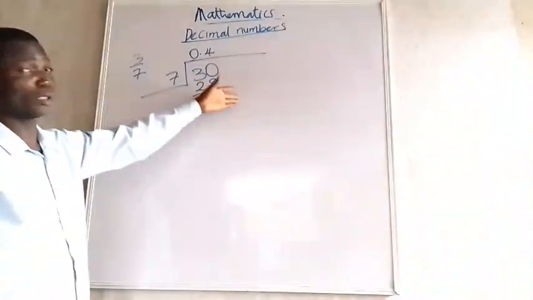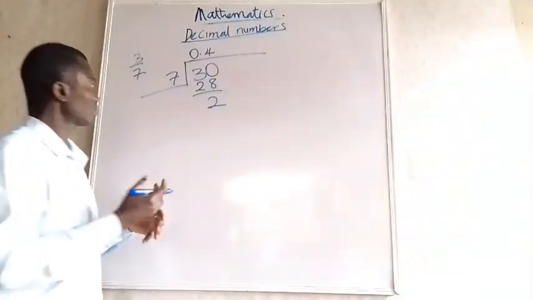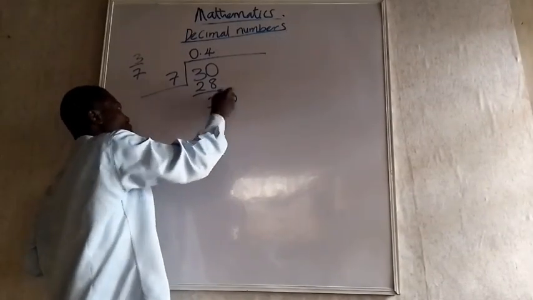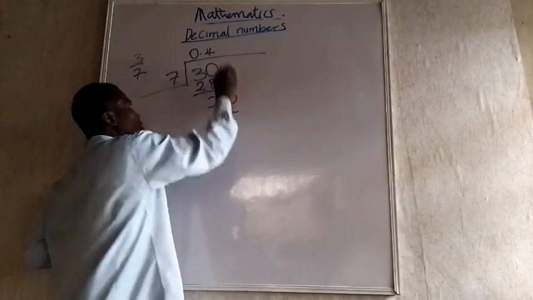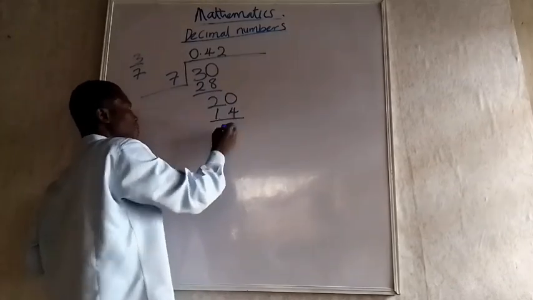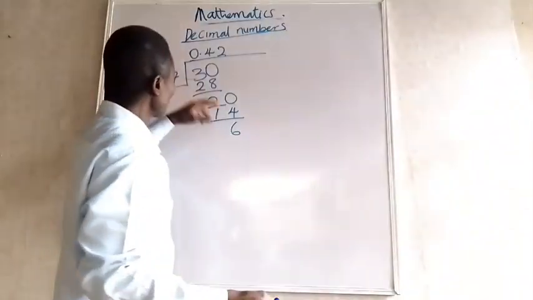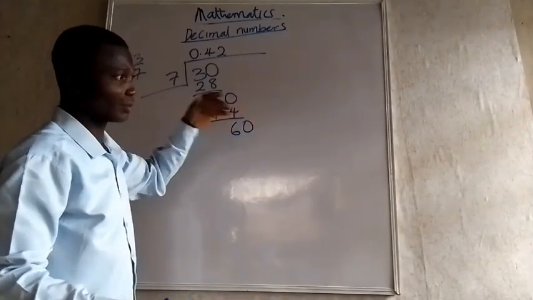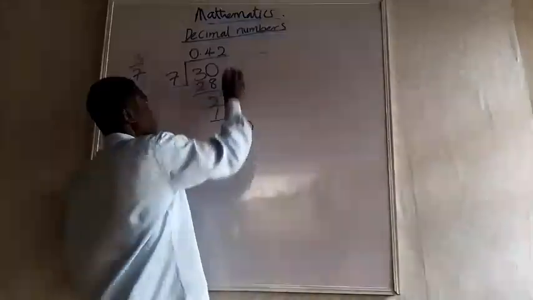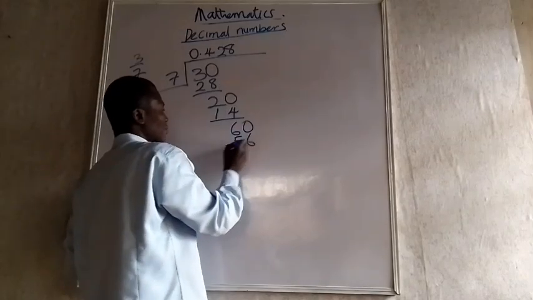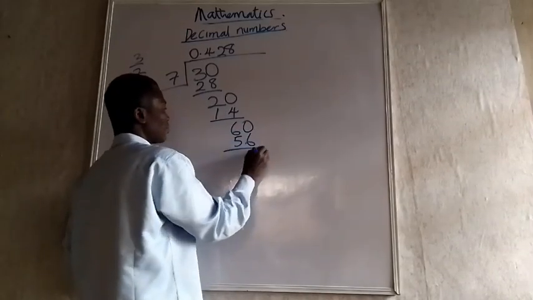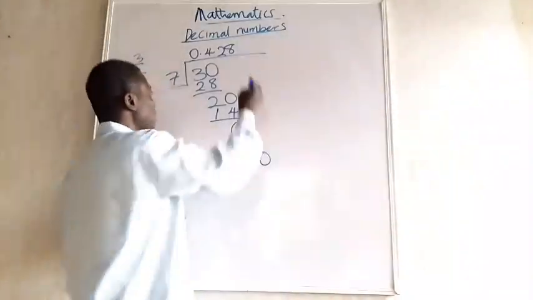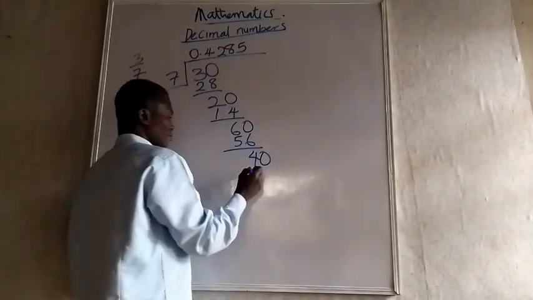Just like I said, any 0 you add after the point has no significance, so the number is still the same. 7 in 20, we have 2. 2 times 7, 14. So we have 6. Now, let me put another 0 here. 7 in 60. That is 8. 8 times 7, 56. 56 from this, we have 4. Let me put 0 again. 7 in 40, we have 5. 5 times 7, 35.